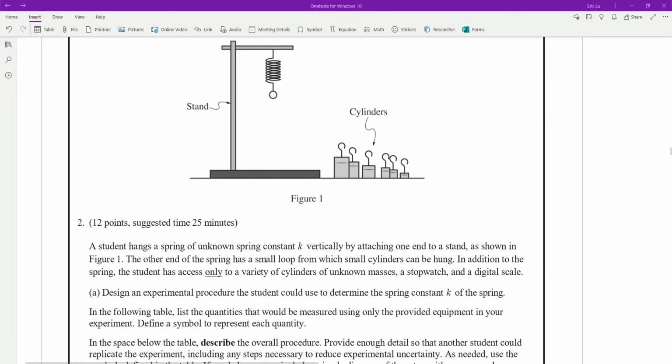Hey guys, today I'll be going over question 2 of the AP Physics 1 2024 exam.